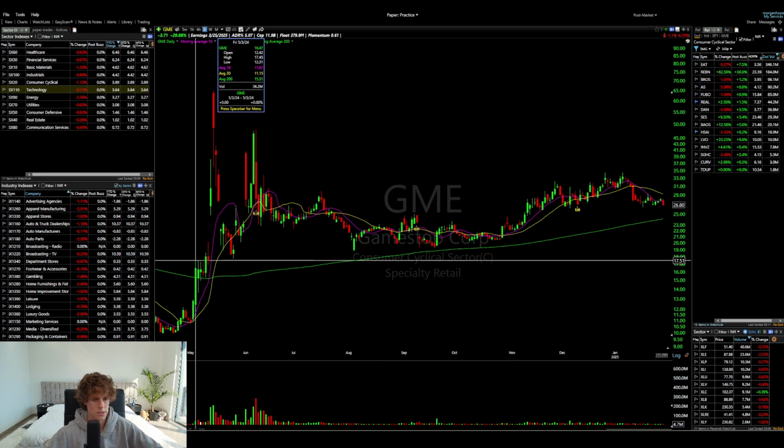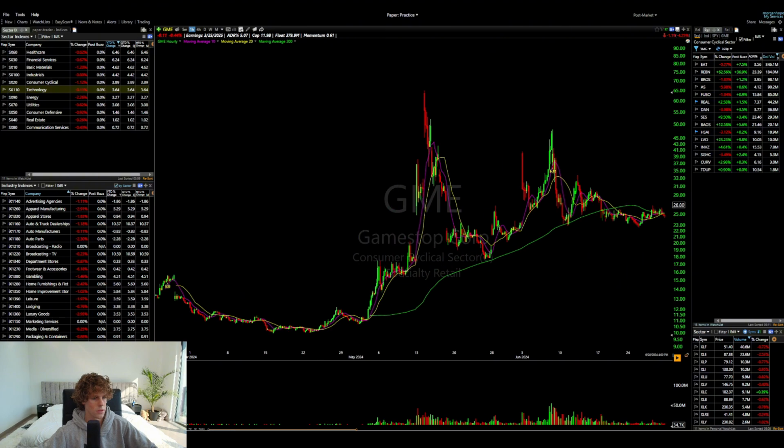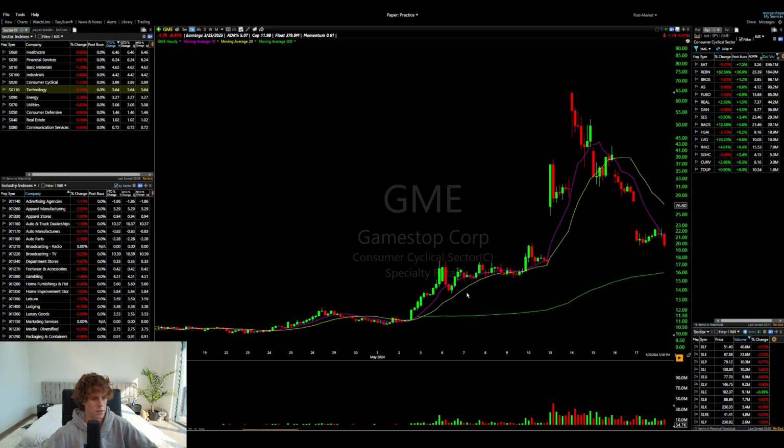Actually, this was a pretty good setup here. So if I go to GameStop and I go to the hourly, I can scroll all the way back to where this setup was. Setup works on pretty much all time frames. I like to use the daily the most because that's where the big moves happen. The hourly works as well.